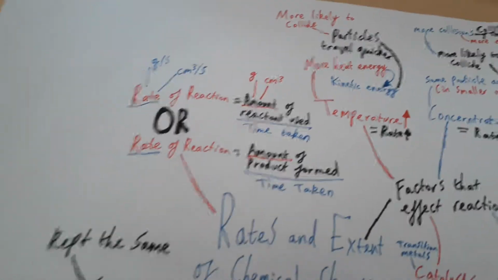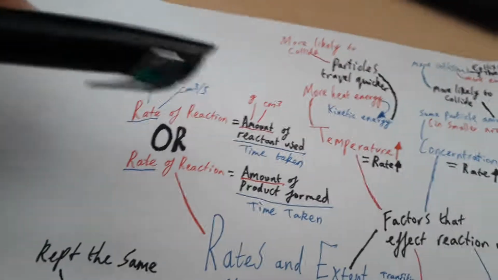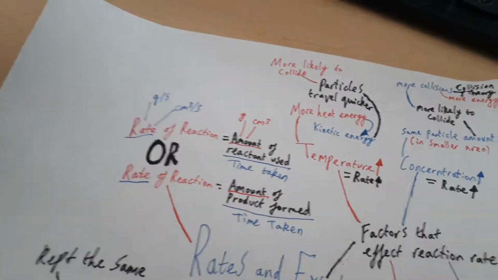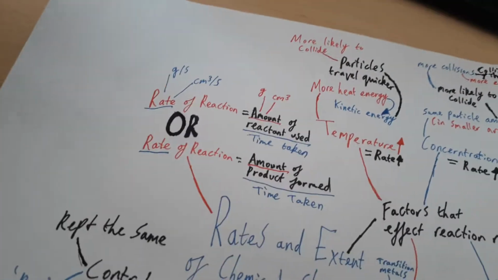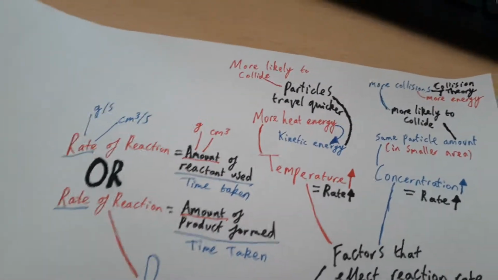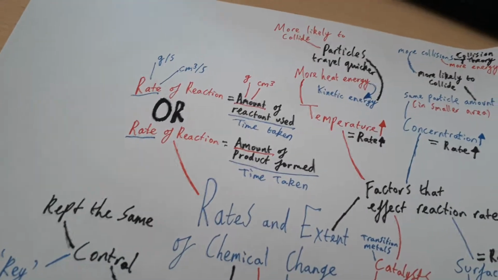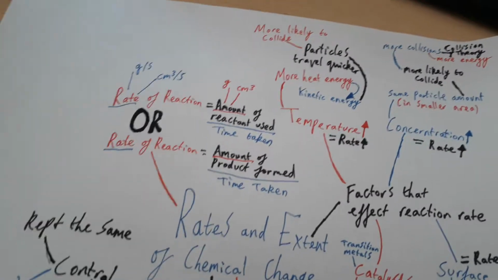So, the first thing we need to know is the actual equation for how we can get this. The rate of reaction equals the amount of reactant used divided by the time taken. The amount is always in grams or centimeters cubed, and the rate is always in grams per second or centimeters cubed per second. There's another equation for this, which is amount of product formed over time taken. Whichever one of these two you're given, you can use to find the rate. Or you can, of course, rearrange the equation to find the time taken or find the amount of either.